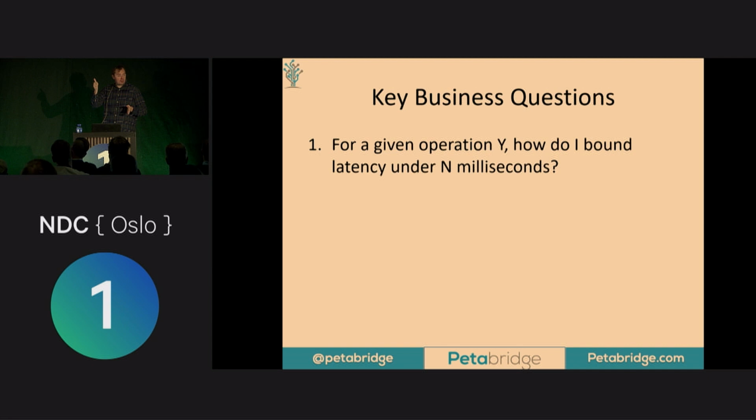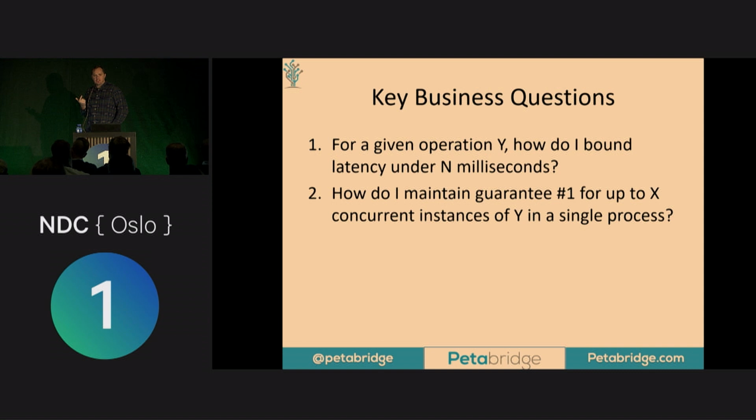The second business question deals with the basic issue of concurrency. So how do I make sure that a single instance of my application can service an arbitrarily large number of concurrent requests of the same type all underneath that latency window? Because now you have to start thinking about things like shared resources and bottlenecks forming inside the application. So how do I build a system that can allow me to minimize the impact of that and reliably execute all these requests in parallel underneath that time threshold? So that's the second business question.